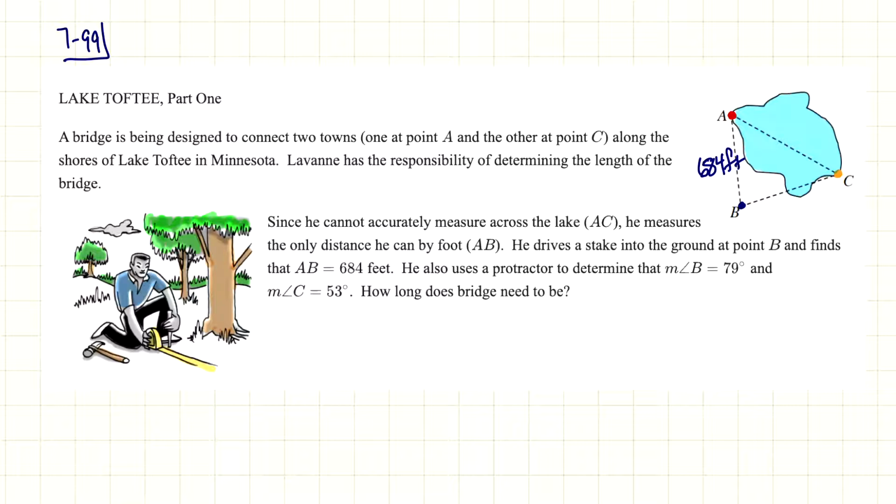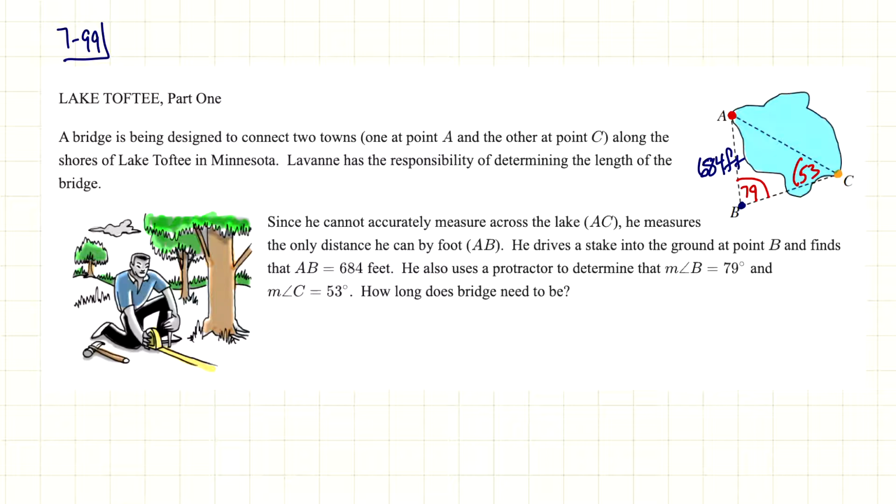And he also uses a protractor to determine that the measurement of angle B is 79 degrees. All right, so 79 degrees is angle B. So that's this angle in here. So this is 79. And angle C is 53. All right, so he knows this is 53 degrees.